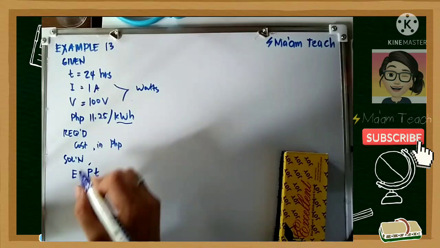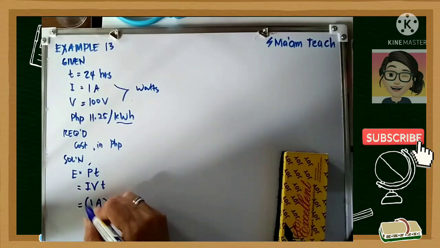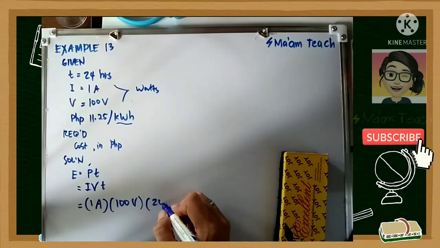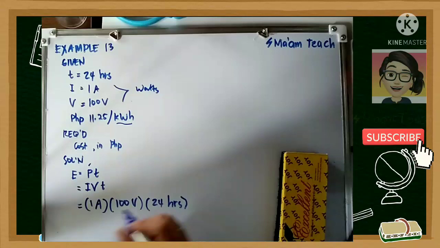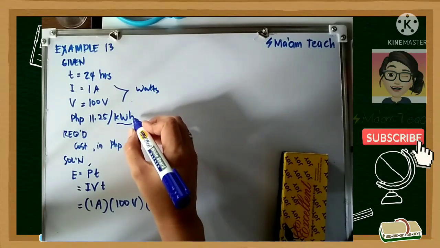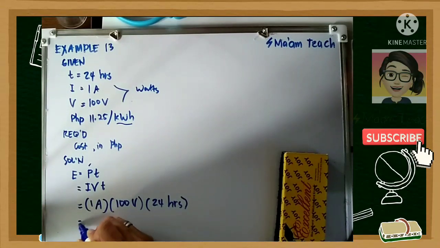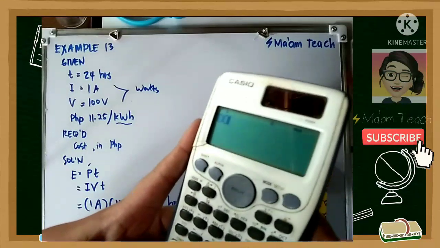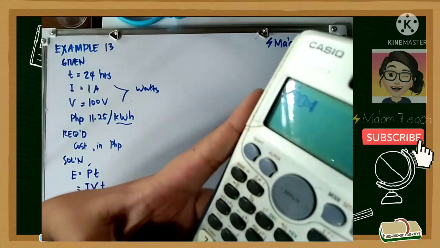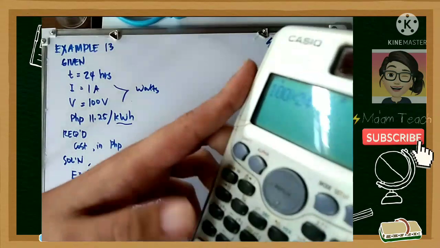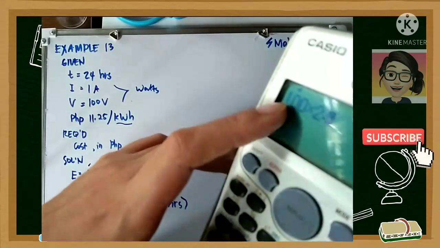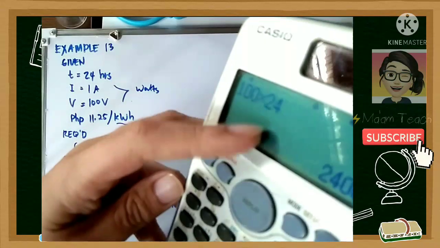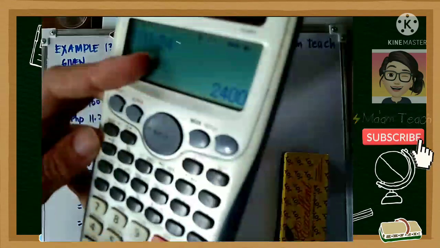So substituting, class, 1 ampere, we have 100 volts, and the time is 24 hours. You don't have to convert it, class, because what we are required here is in watt hour. Okay, so this is 100 times 24. I didn't put the 1 already because that's still the same. 100 times 24, so that is, we have 2,400.